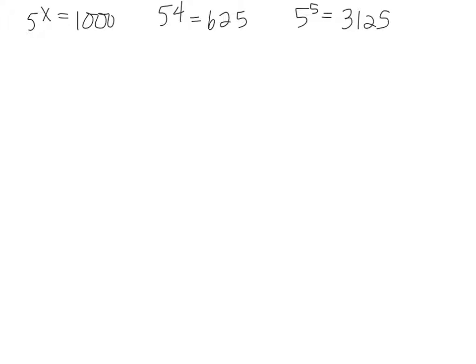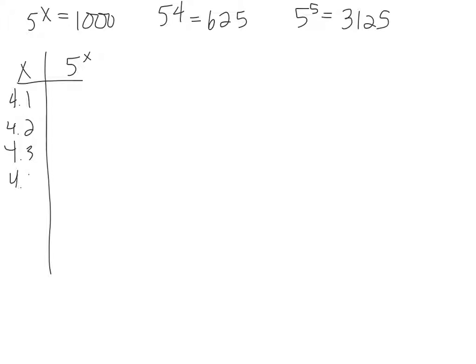I think I did 5, yeah. Okay. So we did 5 to the x equals 1,000. So 5 to the 4th equals 625, and 5 to the 5th equals 3125. So let's try it. X, 5 to the x. I'm pretty sure starting in the middle might not be a good idea for this one, but we're somewhere between 4 and 5. So let's just start with 4.1, 4.2, 4.3, and see how it goes.